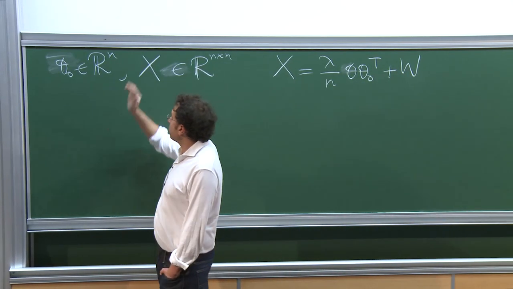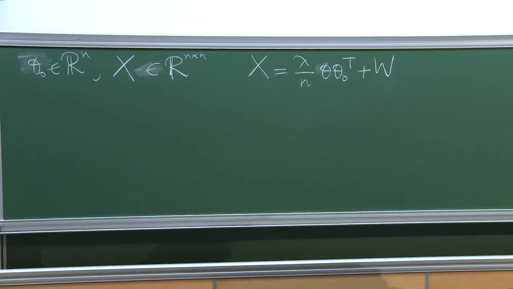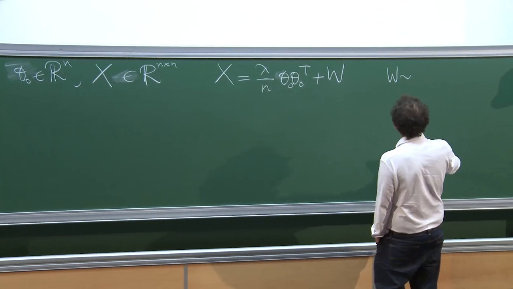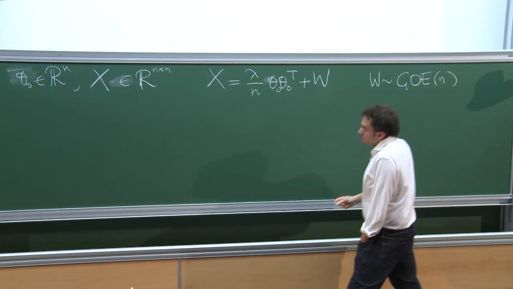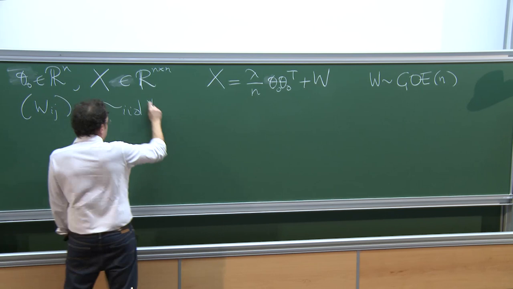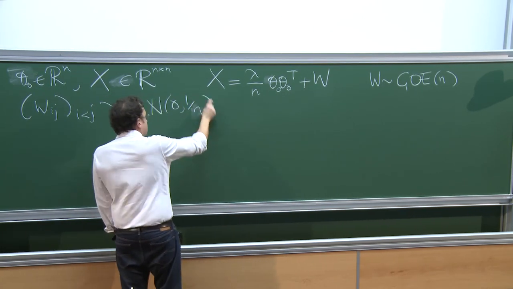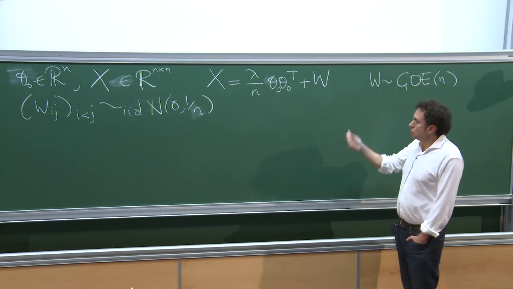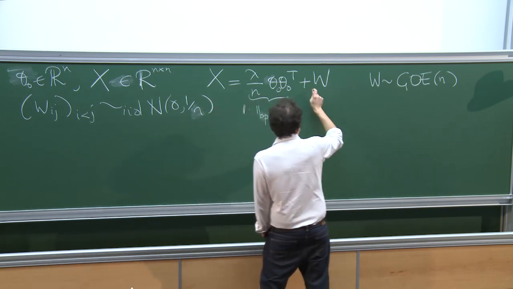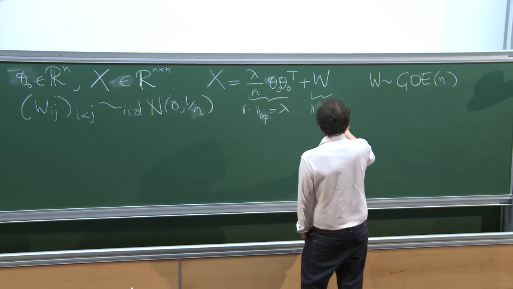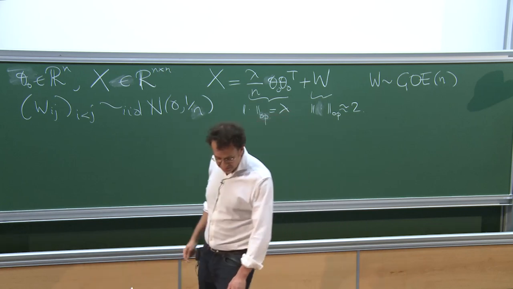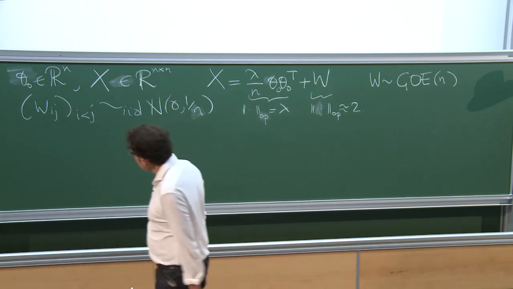You have an unknown parameter that is a vector in n dimensions. You observe an n by n matrix, and this matrix is lambda theta 0 theta 0 transpose plus noise, and the noise is a GOE matrix. This means, in particular, that the entries above the diagonal are IID normal 0, 1 over n. I scaled things in such a way that the operator norm of these two terms is of the same order: the operator norm of the noise is 2, and the operator norm of the low rank part is lambda. And so lambda is an SNR.